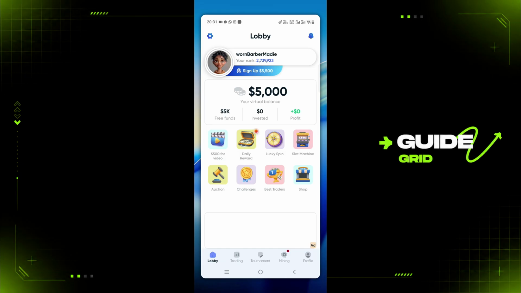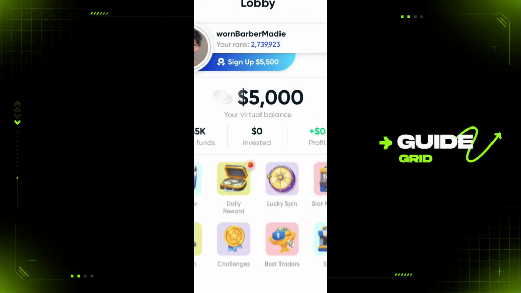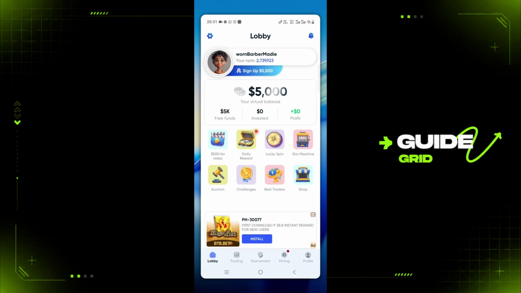GoCrypto is a mobile app that simulates cryptocurrency trading. You buy and sell Bitcoin and other coins, but it's all virtual money, not real cash. As you can see, my balance here is around 5,000. Looks exciting, but that's virtual currency only. You can trade and grow your portfolio, but nothing here is real.